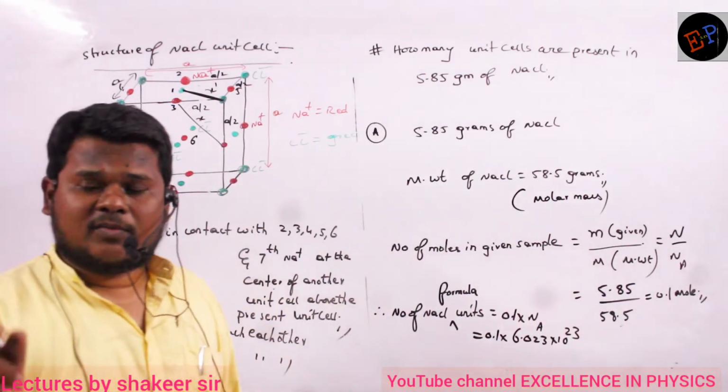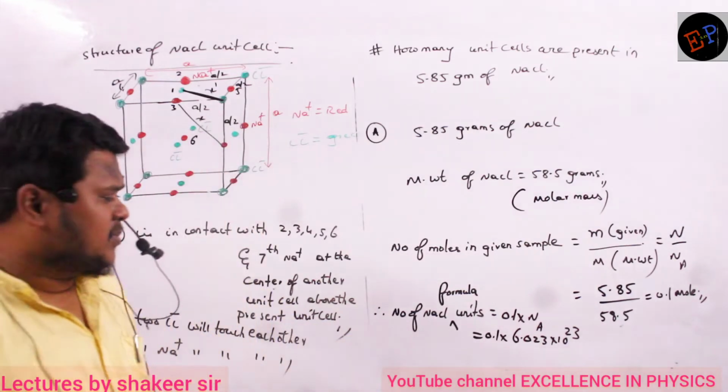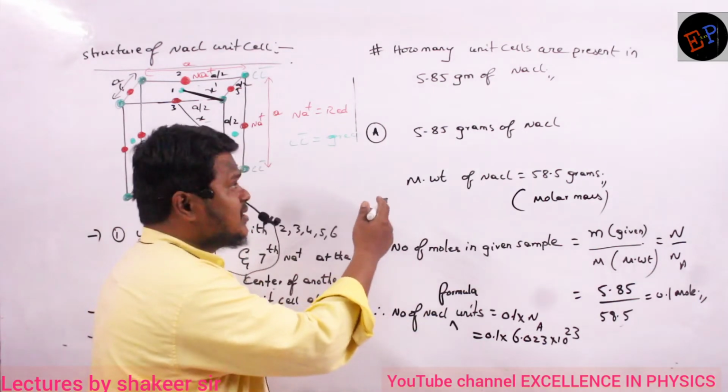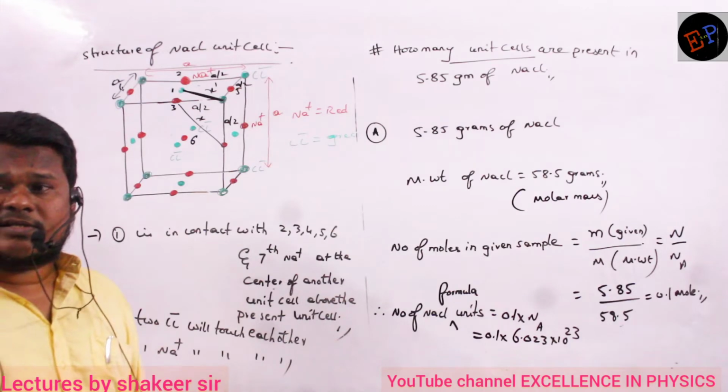Na plus formula units are present in 0.1 mole. Okay, ma? But he is not asking how many NaCl formula units. What is he asking? He is asking how many unit cells will be present. Unit cells, how can I calculate?